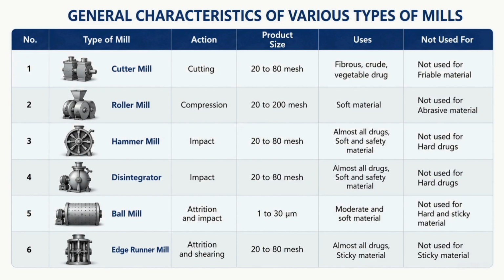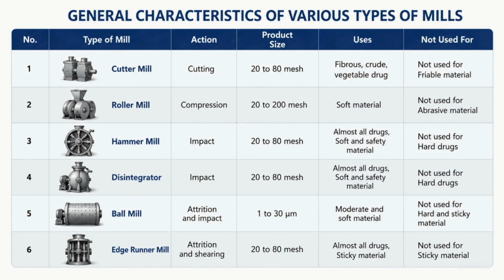Disintegrator. Here the action is impact, and the product size is 20 to 80 mesh, used for almost all drugs including very hard drugs, and not suitable for soft and sticky materials. So learn all these by heart. And the fifth one is the ball mill. Here the action is attrition and impact. Product size is 20 to 200 mesh, used for brittle drugs. It is highly suitable to grind brittle drugs and not used for soft materials.